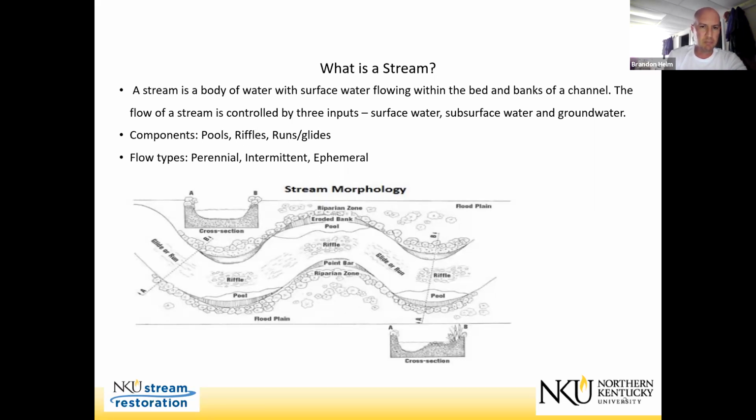A perennial stream is classified as a stream that always holds flowing water year-round. Intermittent streams go dry possibly at some point in the year, but they have long periods of flow. And ephemeral streams only flow during rain events or within about 48 hours afterwards.